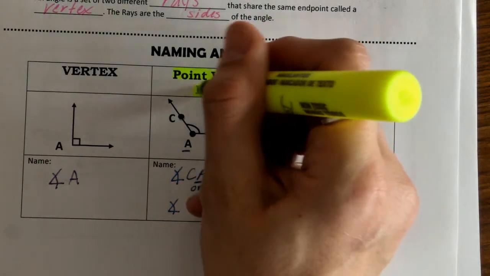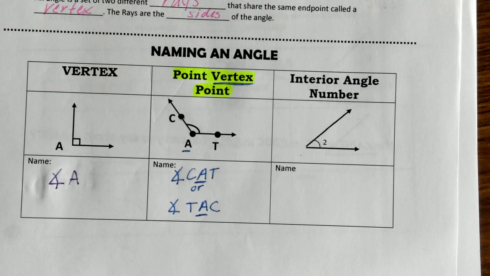Highlighting this one because this is what you're 99.9% of the time going to be using, is your point, vertex, point. Heads up, please. You should have a highlighter and be highlighting this.